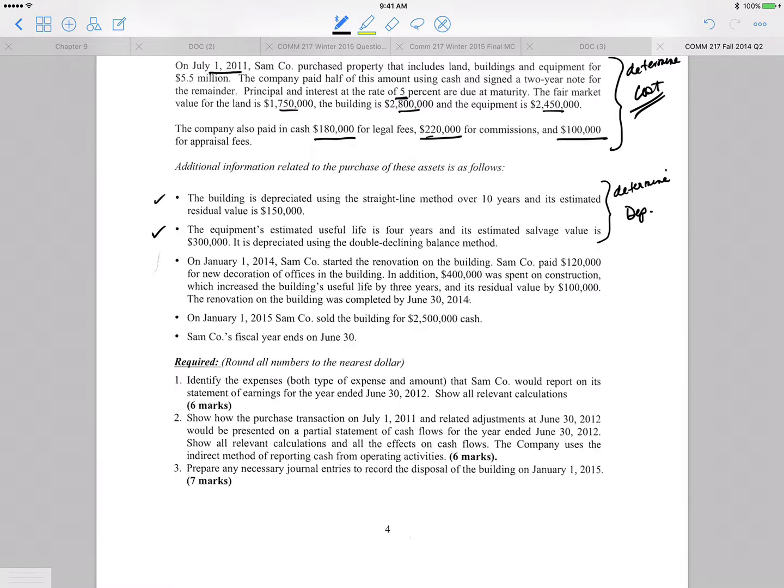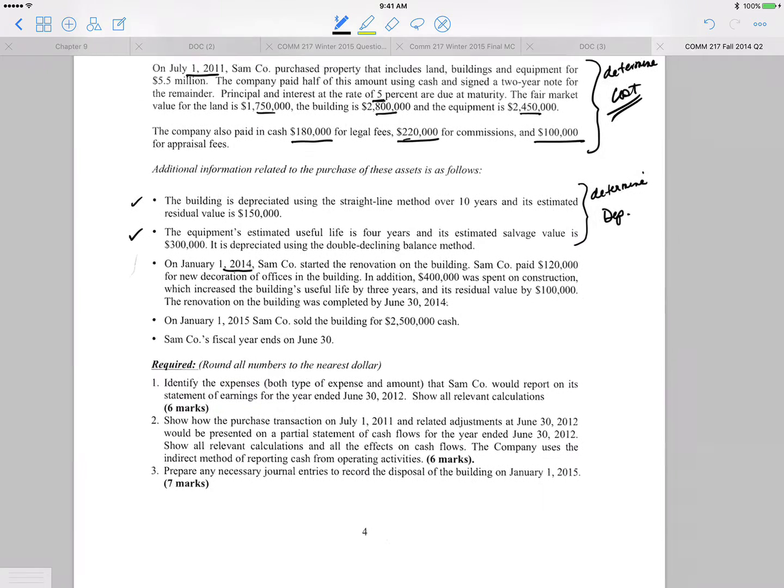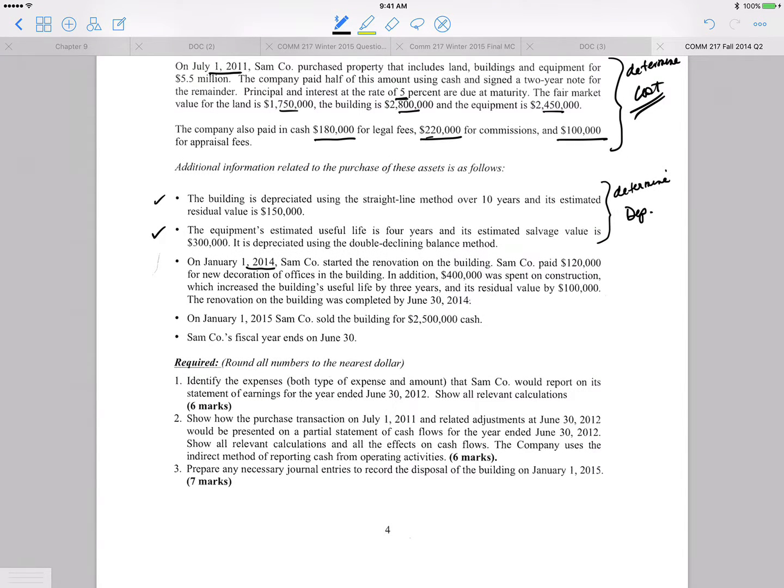And then we move on for a couple of years. Right now we're up to 2014, and they give us some information about some additional costs that were incurred to decorate the building and to engage in a major improvement of the building. So this is information that's going to be helpful for us to determine the changes in estimates. In the third bullet point, the company invested some money which changed the useful life and the residual value of the building. And finally, this is a sale of the asset for $2.5 million.